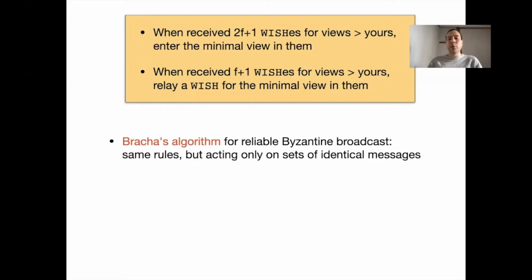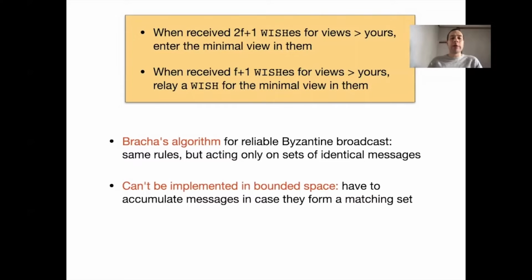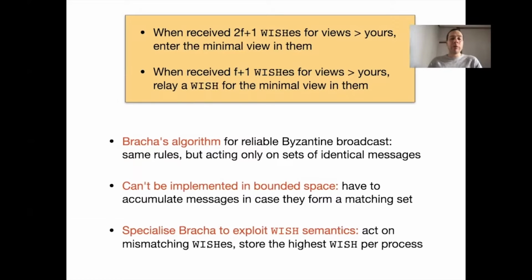Some people may get a déjà vu here because these rules are very similar to something called Bracha's algorithm for reliable Byzantine broadcast. It has essentially the same rules, but they act only on sets of identical messages. And that means that Bracha broadcast cannot be implemented in bounded space because it has to keep accumulating wish messages in case one of them forms a large enough matching set. And so really what we're doing here is we're specializing Bracha broadcast to exploit the particular semantics of wish messages by acting on mismatching wishes or by storing only the highest wish per process. And this is what allows us to run in bounded space.